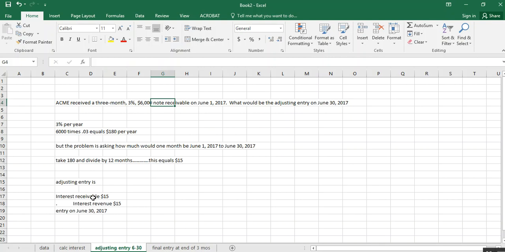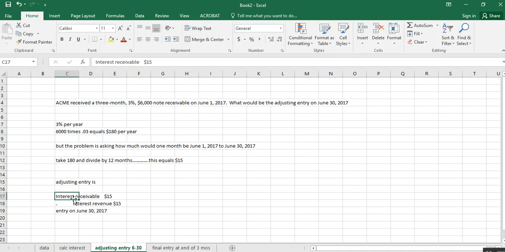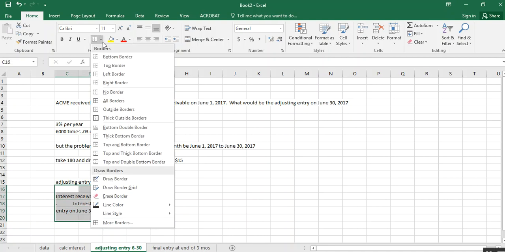Here, what we're doing is we're adjusting, right? We're adjusting for the fact that we need to tell the outside world, hey, we've earned some interest. We've earned some interest on this note. Exactly 1 month's worth. 1 month is $15. Hey, outside world, we are due $15 in addition to this notes receivable, which is what the note is actually worth in 3 months. We also have earned some interest. So here's the interest receivable, and here's interest revenue, because we have earned. Remember, we book revenue when earned. And that's our entry on June 30th. Basically, this solves the problem. With this, you know what the adjusting entry is.